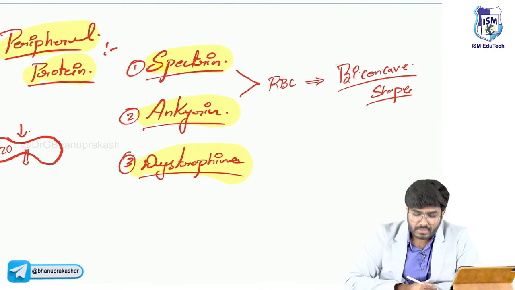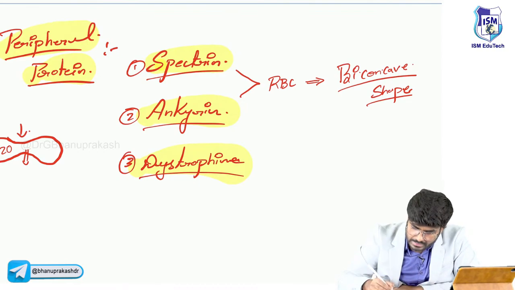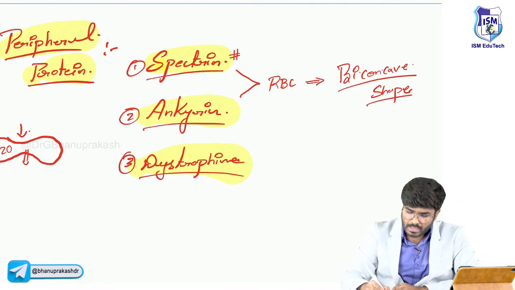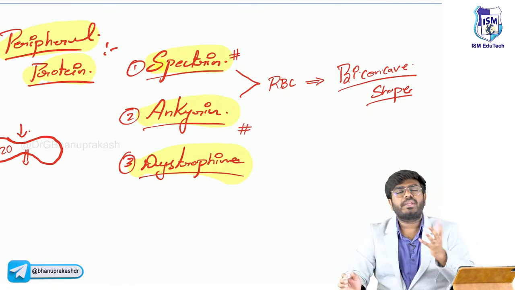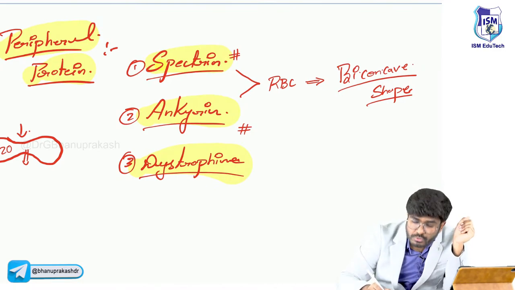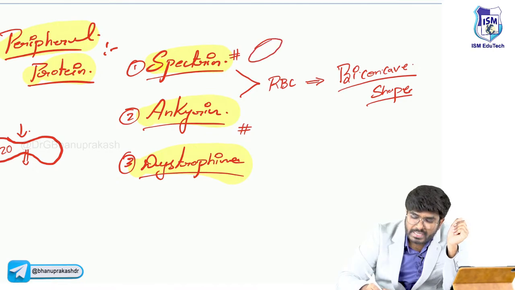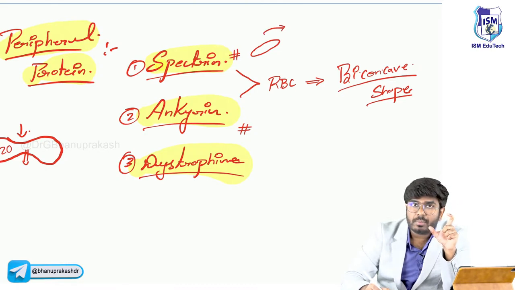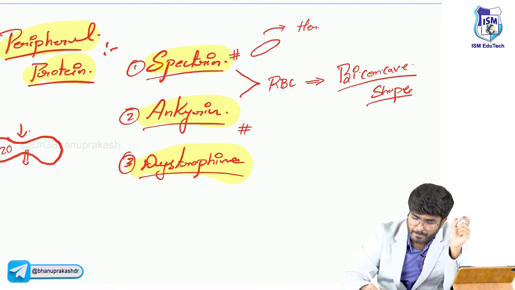Now, my question to you. If the spectrin is mutated or damaged, and ankyrin is also damaged, spectrin gone, ankyrin gone, can the RBC maintain its biconcave shape? No. The RBCs will become more elliptical in shape. This question was asked: what is this condition in which the RBCs become elliptical in shape? It is called hereditary elliptocytosis.